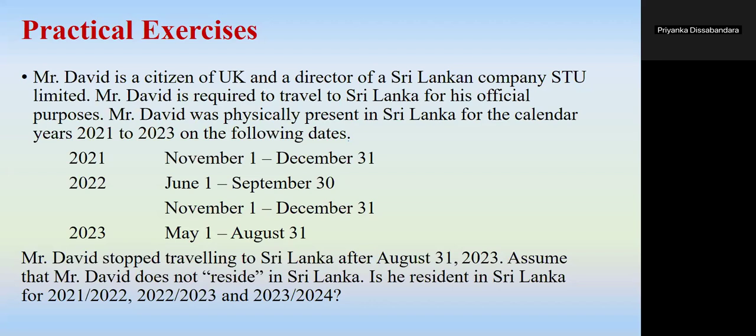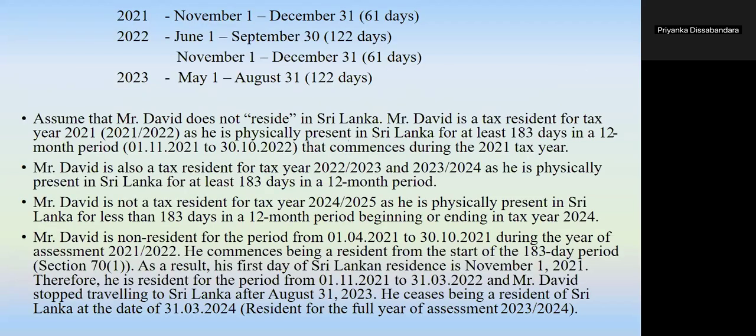So, is he resident in Sri Lanka for 2021/22, 2022/23, and 2023/24? Now we have to check whether this person is resident in Sri Lanka for these years of assessment or not. So we have to count the dates he stayed in Sri Lanka. After that count, we have to aggregate those days for a 12-month period. If that exceeds more than 183 days, then we can consider that person as resident in Sri Lanka.